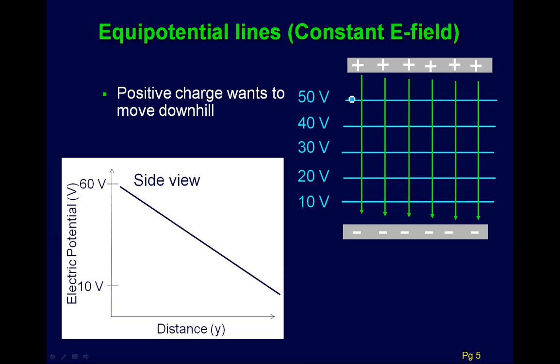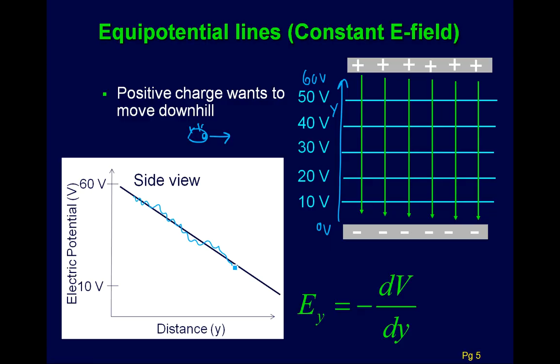So here's our good old friend, the capacitor. We've got 60 volts at the top, 0 volts at the bottom, and let's just call this axis here the y-axis. If I do a side view, so I take my eye here and look from the side, I'll get a picture kind of like this. And you see that basically it's just this decreasing line from 60 to 10.